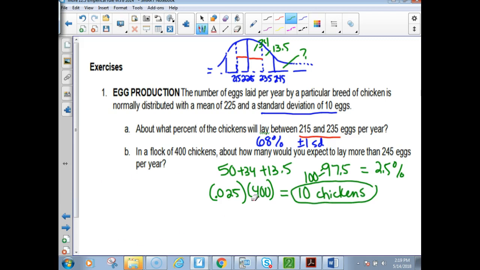Don't care how you choose to do it. By the way, if you just did 34 plus 13.5, you could subtract that from 50. You'd get to 2.5% that way as well. It's not the only way to do it.